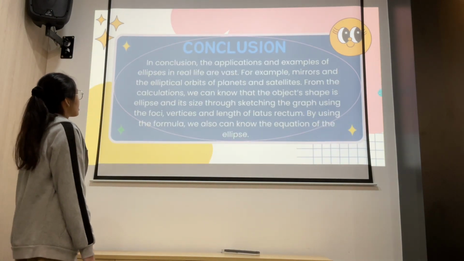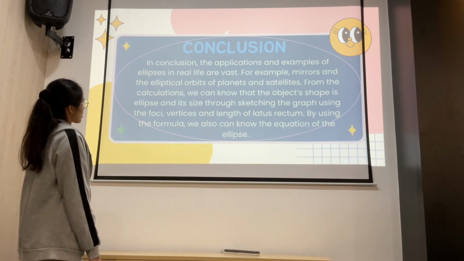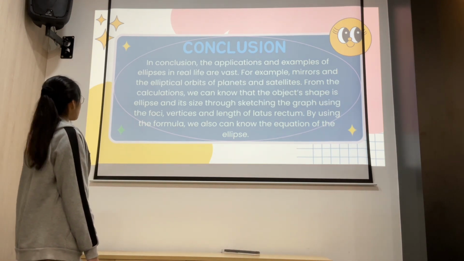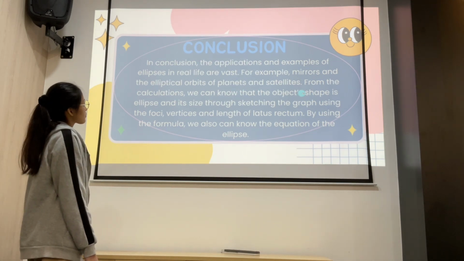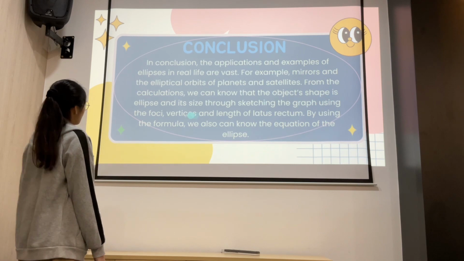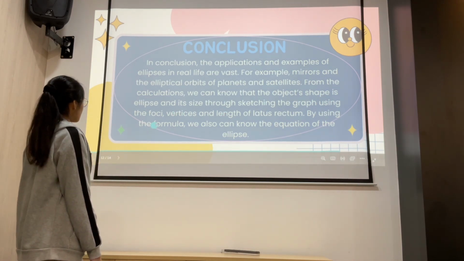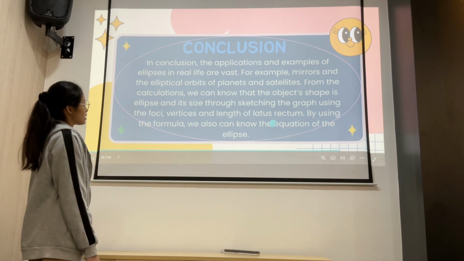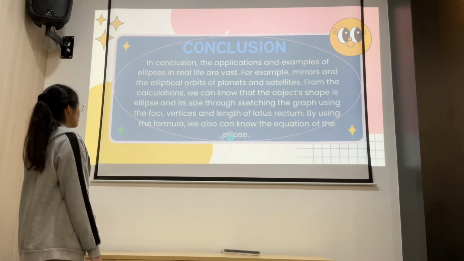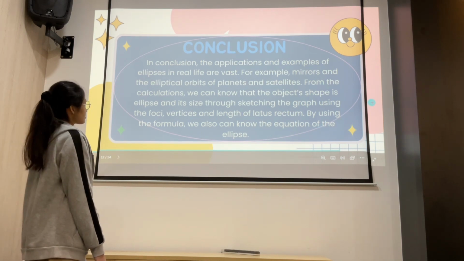In conclusion, the applications and examples of ellipses in real life are, for example, mirrors and the elliptical orbits of planets and satellites. From the calculations, we can know that the object's shape is an ellipse and its size through sketching the graph using the foci, vertices, and length of the latus rectum. By using the formula, we also can know the equation of the ellipse.